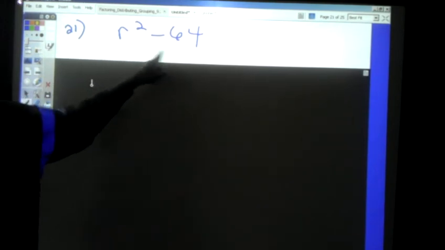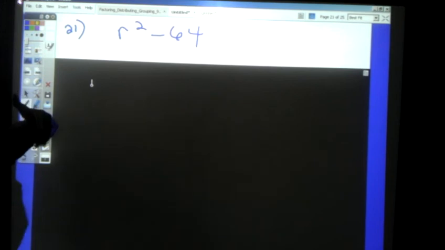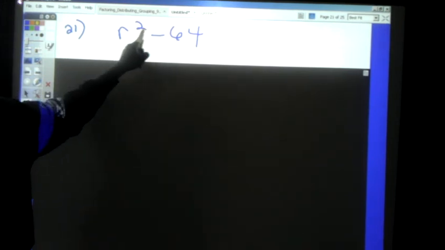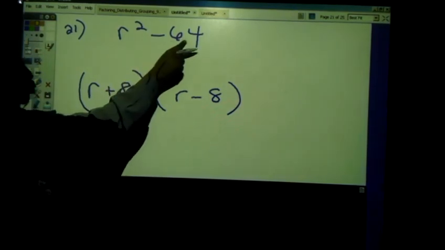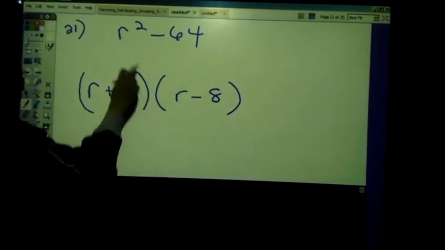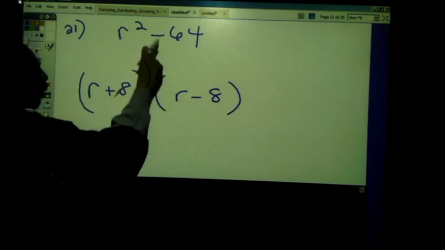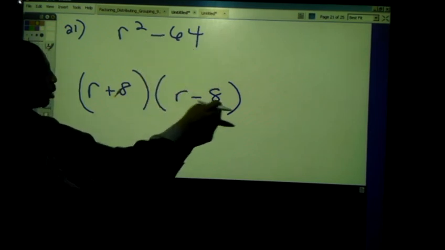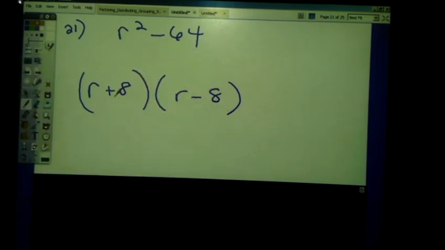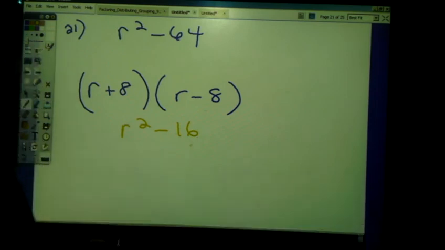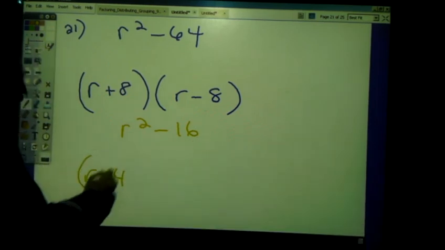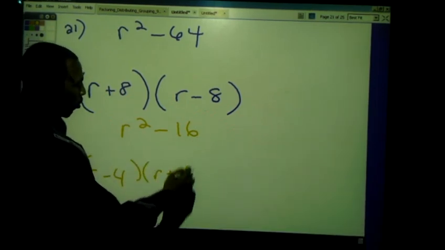So whenever we're subtracting 2 perfect squares, our answer is going to be the square root of this, which is r, plus the square root of this, which is 8, times the square root of this, which is r, minus the square root of this, which is 8. Every time it's going to be like that, okay? So if I had r squared minus 16, our answer would be r minus 4 times r plus 4.